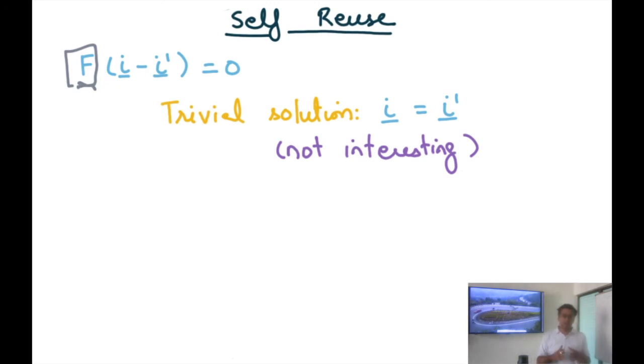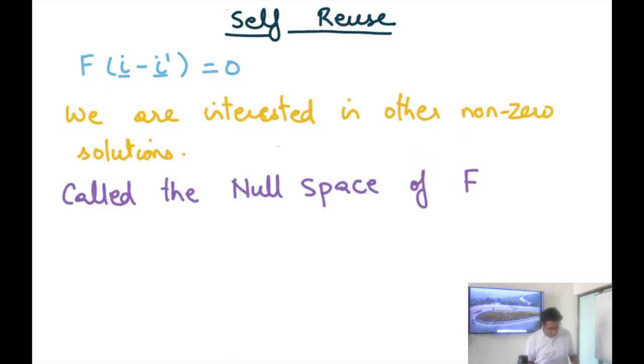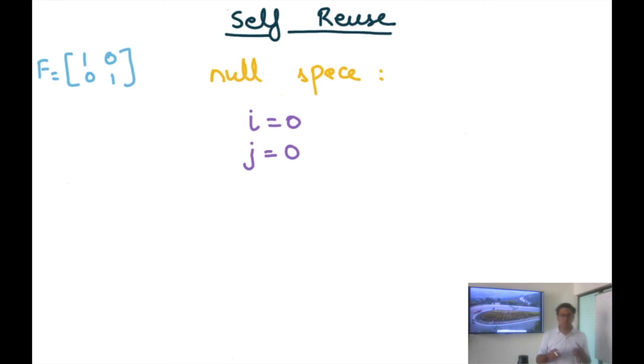But if F is not full rank, in other words, the rank of F is smaller than the total dimension of the matrix, then we have other non-zero solutions. And this space of non-zero solutions is called the null space of F. Once again, I'm just borrowing these terms from well-studied theory in linear algebra. If you're not familiar with these terms, I'll point you to some material on linear algebra in the comment section. Okay, so for example, we'll just try to characterize the null space of different matrices.